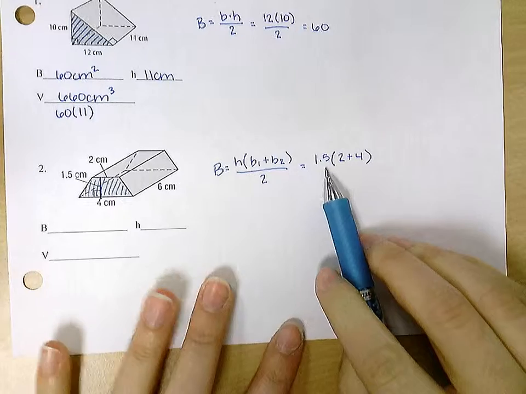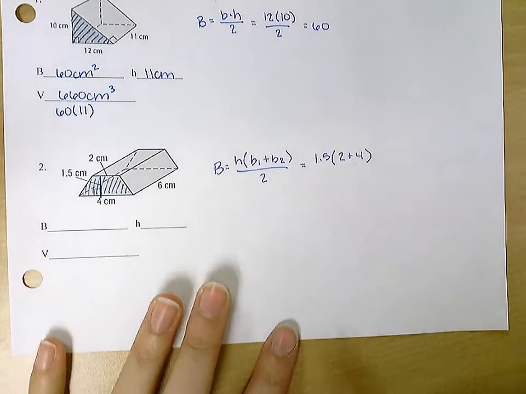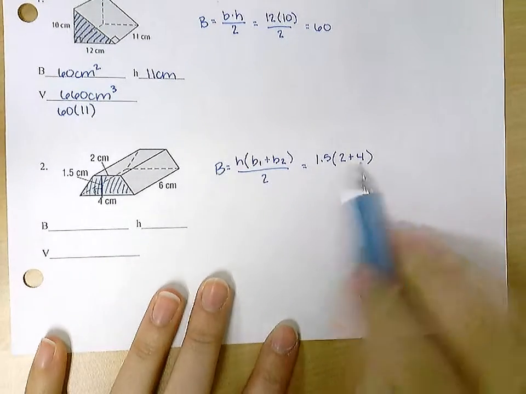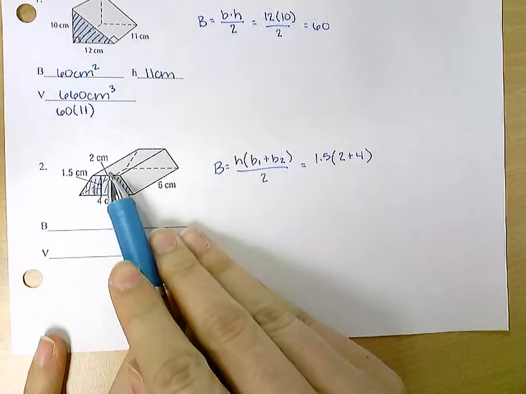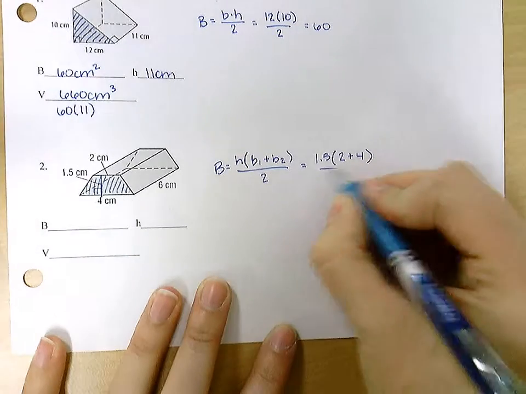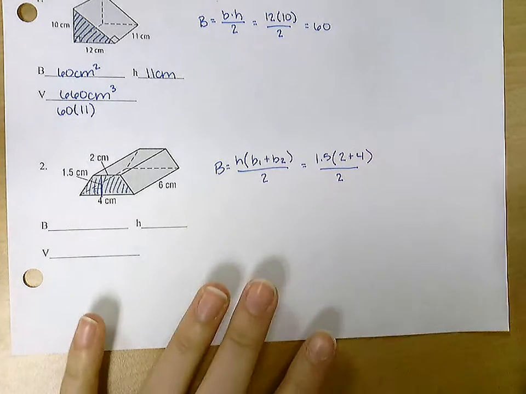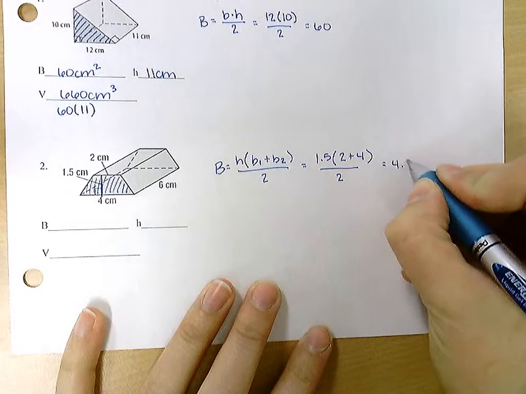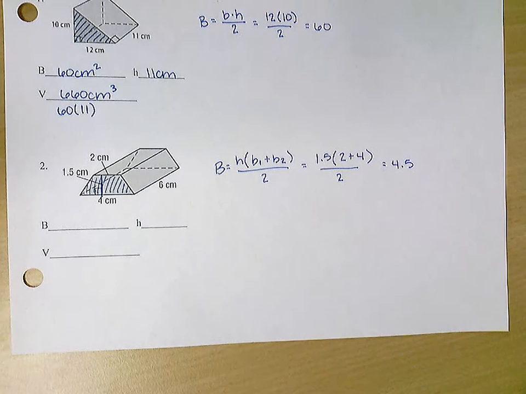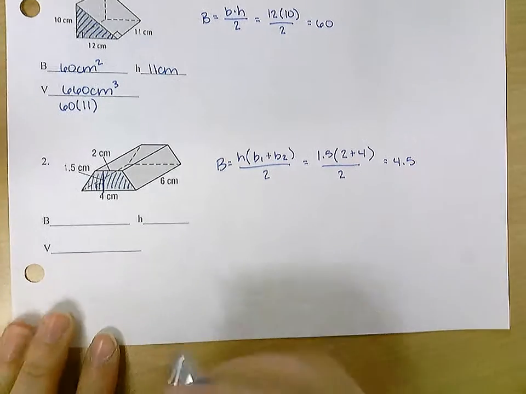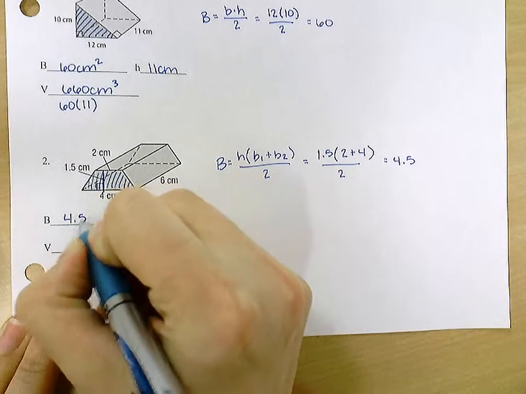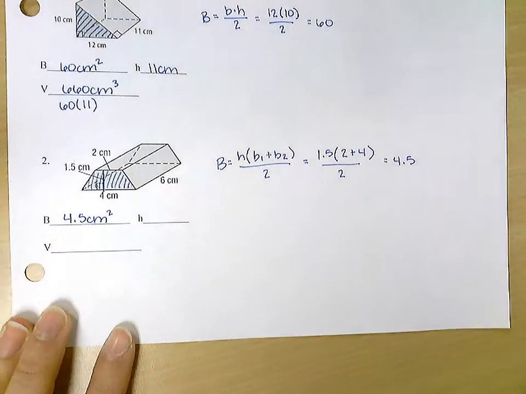Okay, my height of that trapezoid is 1.5. Adding together your two bases of the trapezoid, it's 2 and 4. Then dividing by 2 to get that capital B value, or the area of that base. And that is 4.5. So capital B will be 4.5 centimeters squared.